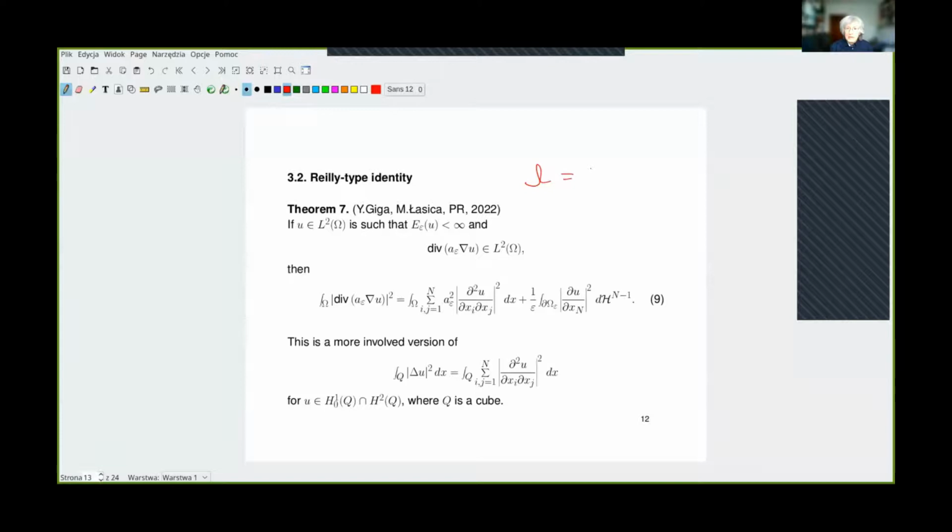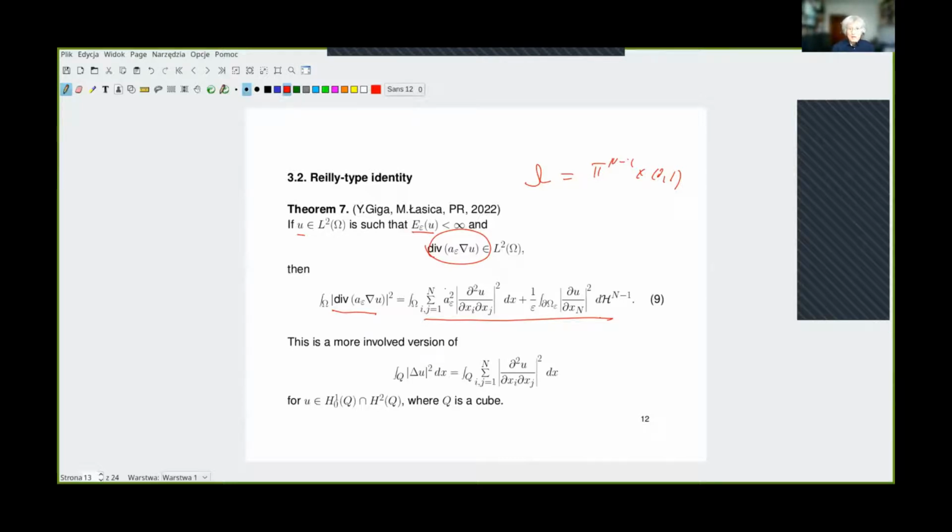So let me recall that our domain is a torus cross an interval. Suppose we have U, which is in L2, the energy is finite, and the divergence of A epsilon grad U is in L2. Then this divergence squared equals this expression. And the value of this expression is that each mixed derivative, each second order derivative, is square integrable.